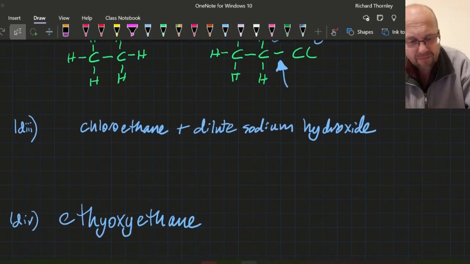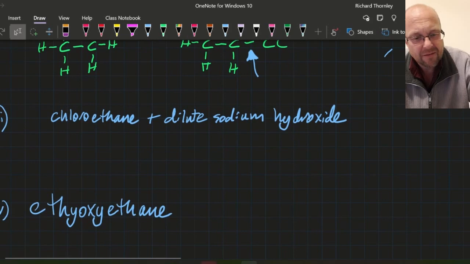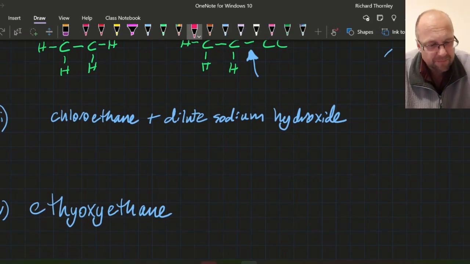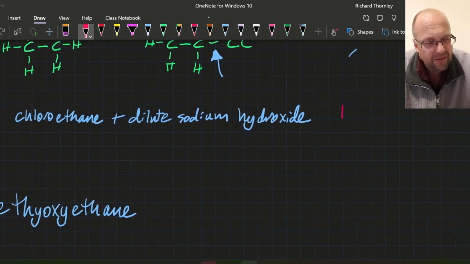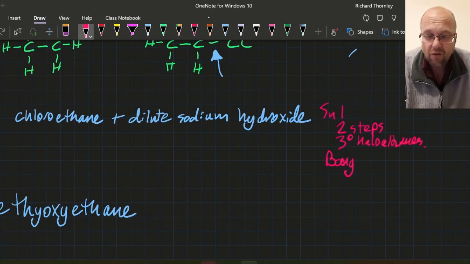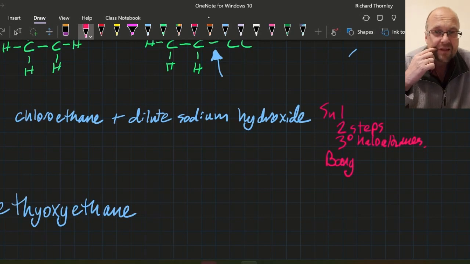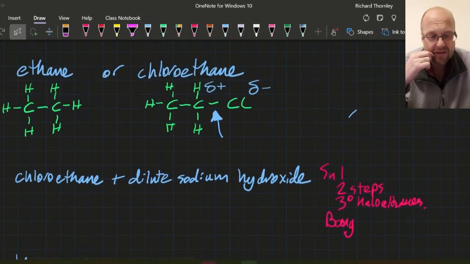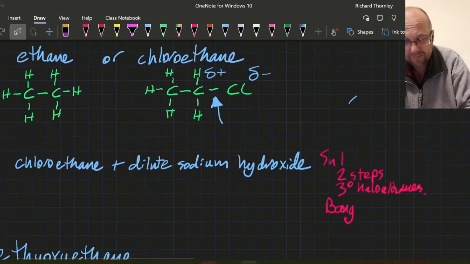So the way I remember it, a kid called Tent in Thailand explained this to me, was 1, 2, 3, bang. He's now working on the Mars rover that just landed. So SN1 is 2 steps, and it's for tertiary haloalkanes. So we've got chloroethane, that's a primary haloalkane. So that means it's going to be SN2. So this is going to be SN2.